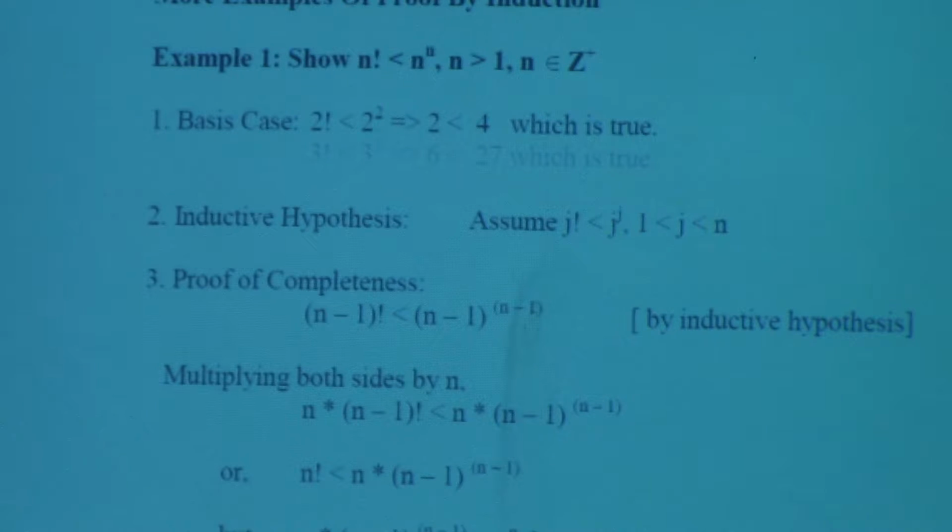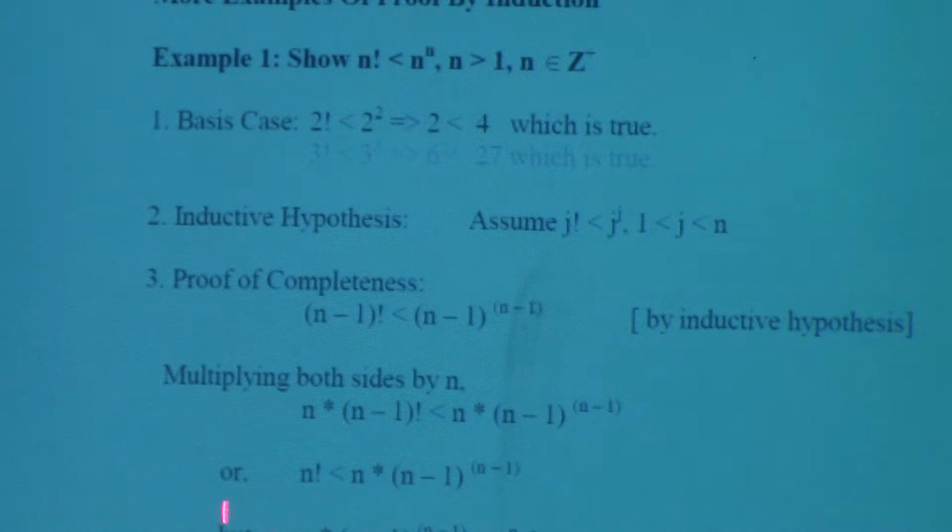Now that's important because if I divide an inequality by a negative number, or multiply by a negative number, the inequality switches. So we have to be sure that if we're going to be dividing and multiplying inequalities, we're always multiplying by something that doesn't switch its sign, or we switch the sign if it should be switched. But in this case, I'm going to multiply this side and this side by n. So multiplying this side by n gives me n times n minus 1 factorial, and this side gives me n times n minus 1 to the n minus 1.